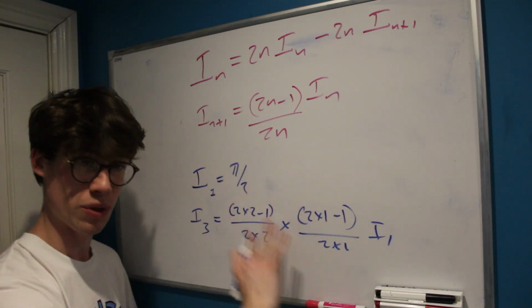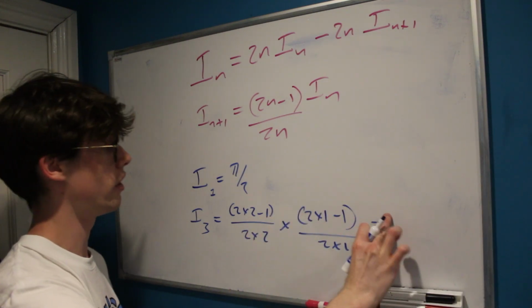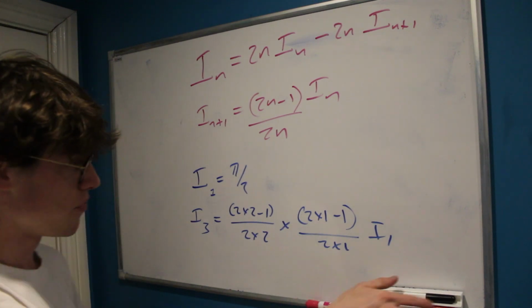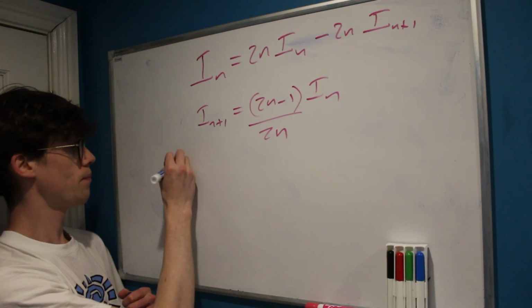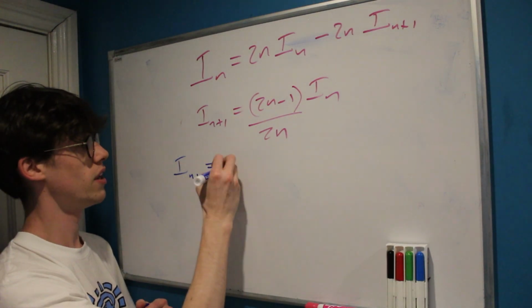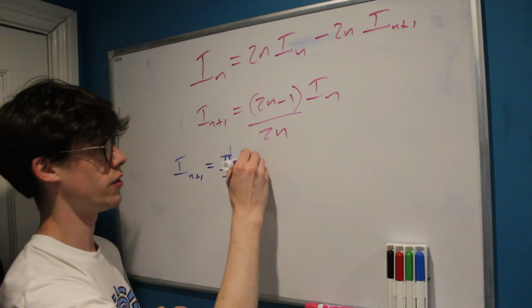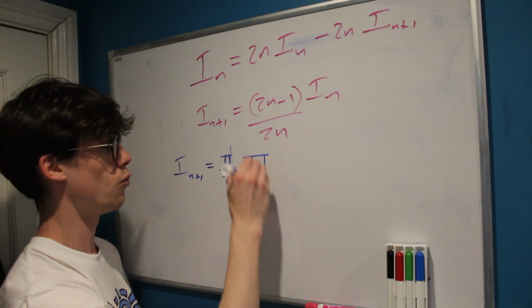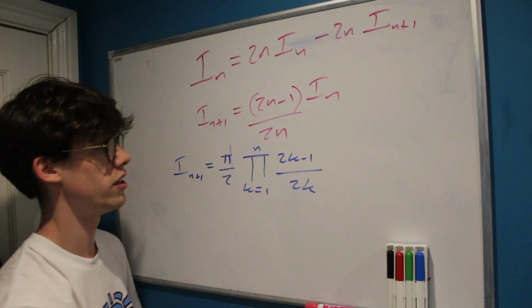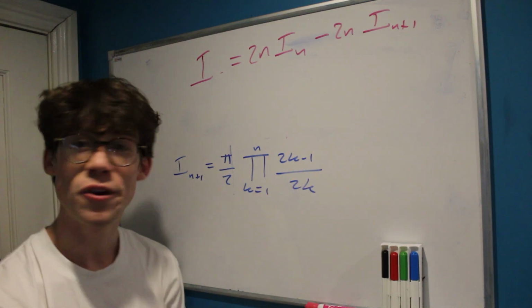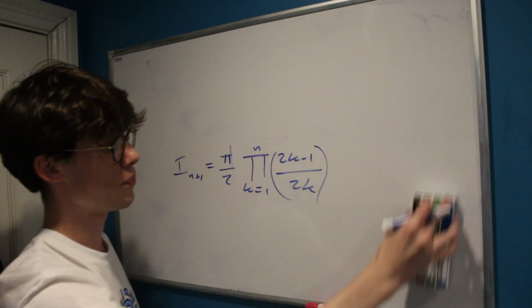And eventually we'll end up with an entire sequence of fractions multiplying out, all starting at I1, which is pi over 2. And so this product of fractions, I'm going to write like this, that I of n plus 1 is equal to, well, of course, pi over 2, which is our first value, times the product from 1 to n of 2k minus 1 divided by 2k. So, how can we evaluate this product over here? Because I think there's some simplification we can do.